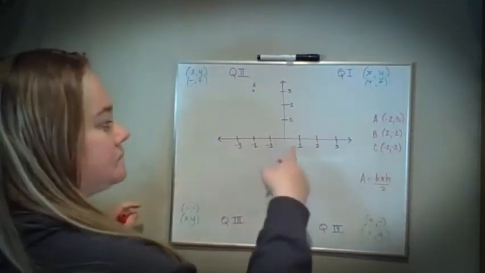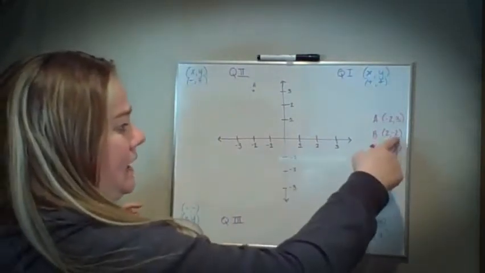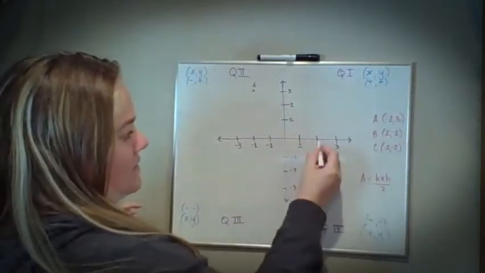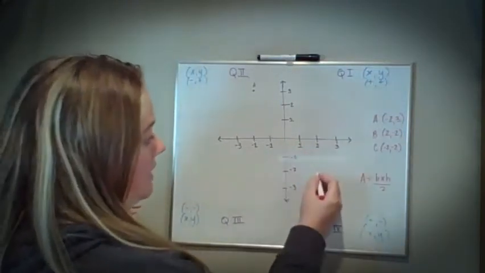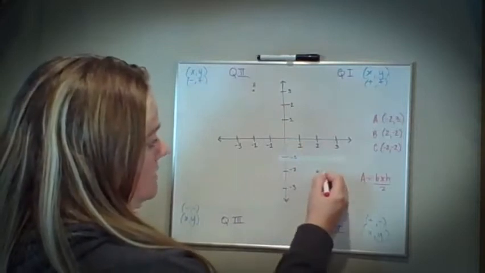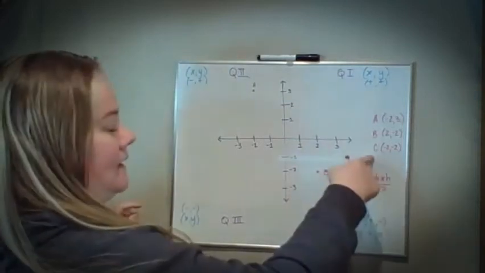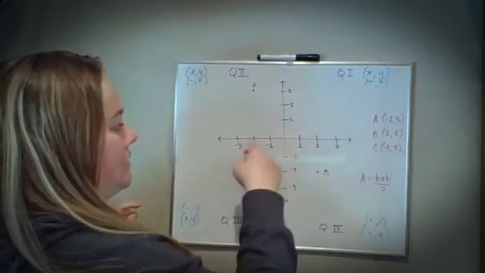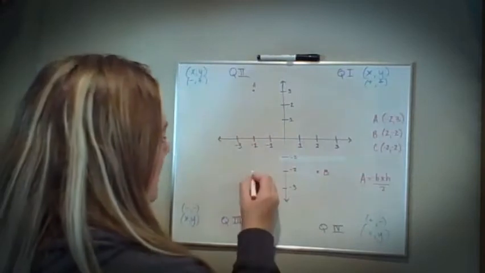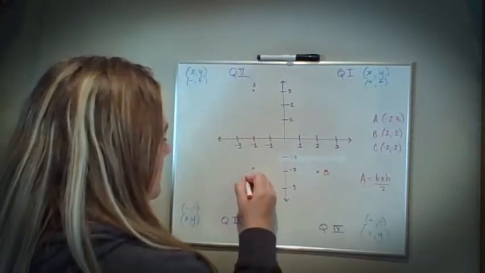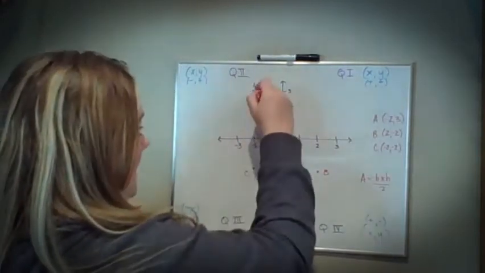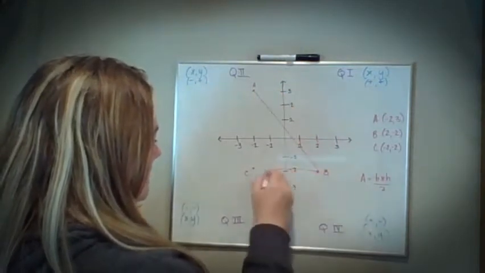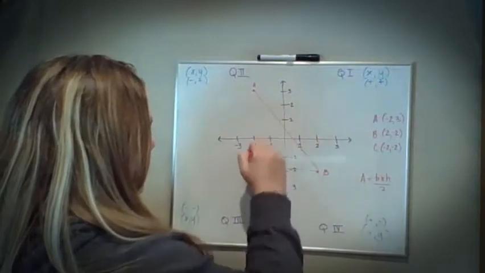Point B is (2, -2). So x is positive, so I'm going this way for x, +2, y is -2, I'm going to come down. This is point B. And then point C is (-2, -2). So -2 for x and -2 for y. This will be point C. And now I want to connect A to B, B to C, and C back up to A.